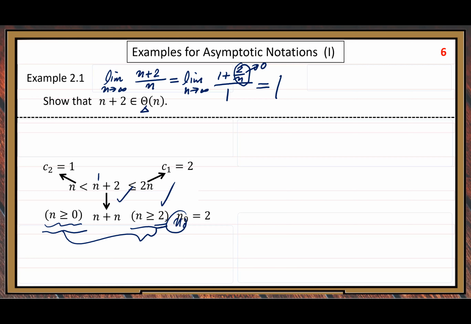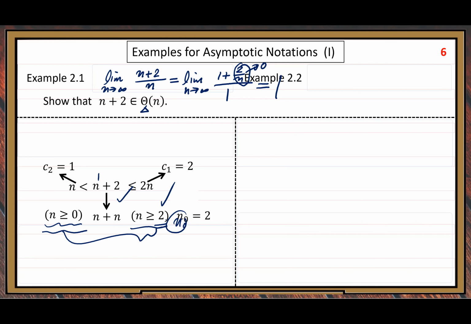So for the second method, you need to determine constant C1, constant C2, constant n0. Then you prove it. Method 1, you just find the limit. These 2 ways.